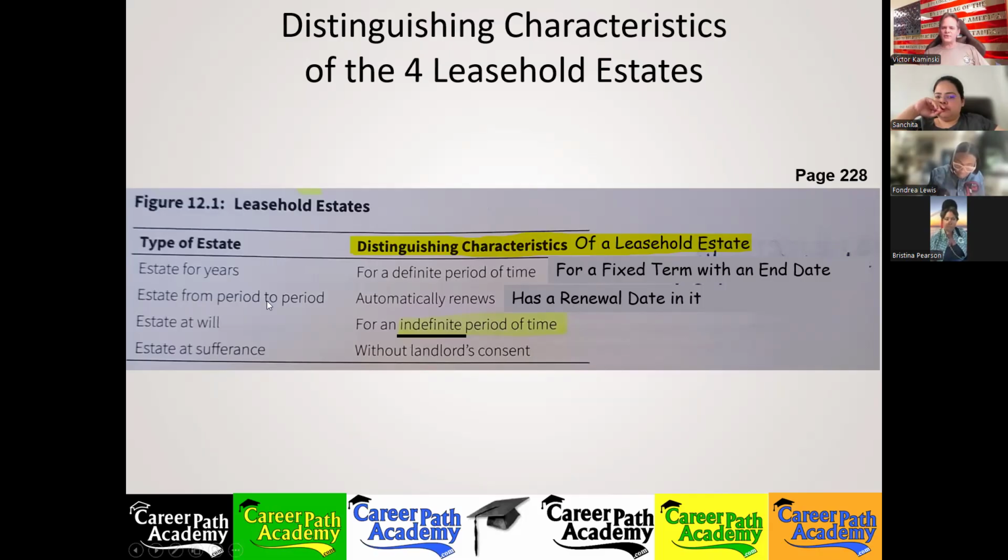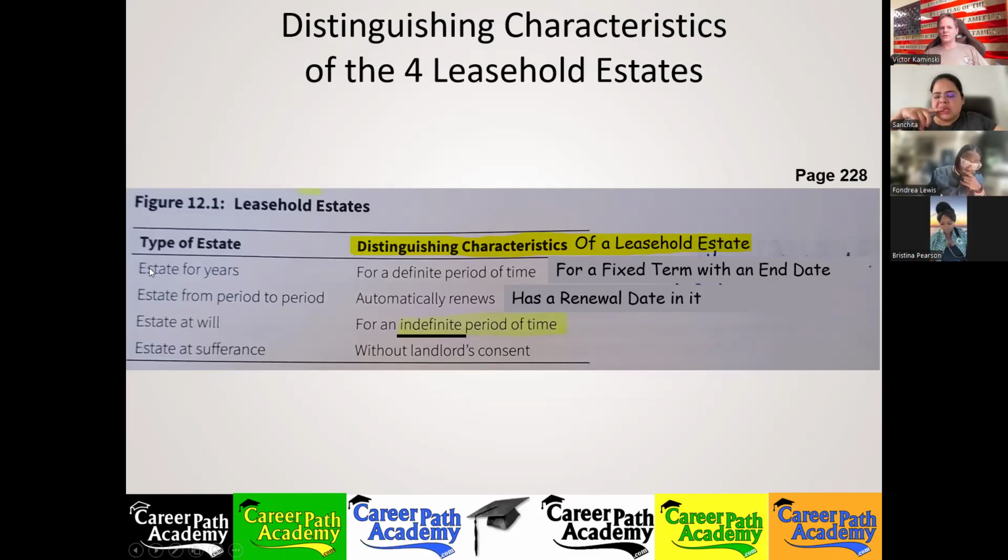Now, a periodic estate, from period to period, automatically renews. So right next to that write: has a renewal date in it. It does have a date in it, but that date is a renewal date. So, for estate for years, it's a fixed term with an end date. It can be for 1 year, 2 years, 6 months, 3 months. Similarly with a periodic estate, there's a renewal date, but not a fixed term.